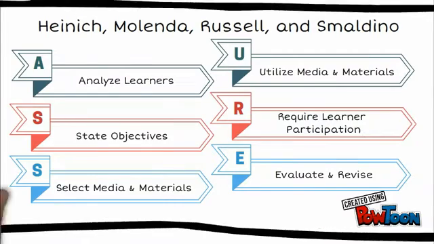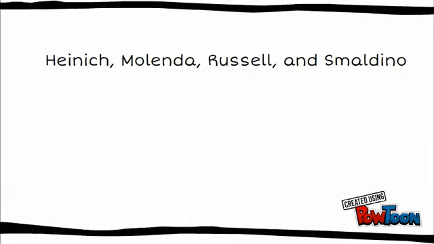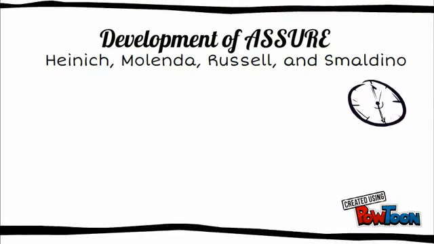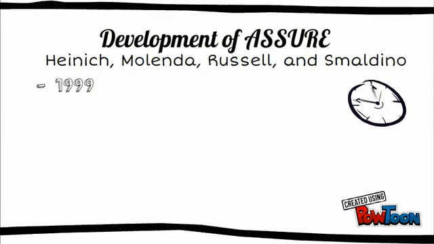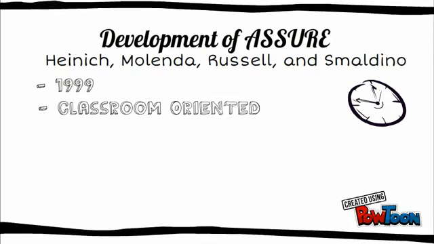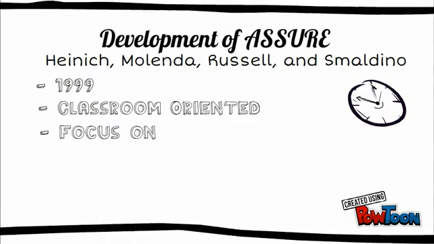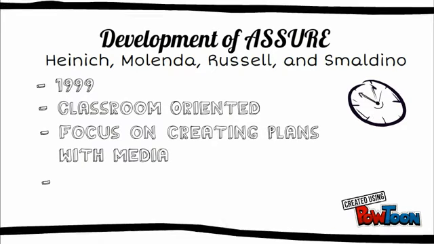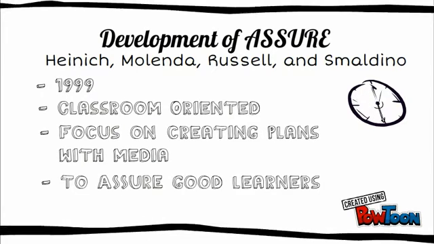Evaluate and revise. Before we look closer at each step, let's take a moment to look at the development of the ASSURE model. Developed in 1999, the ASSURE model is classroom-oriented with a focus on creating plans with media and technology incorporated to enhance instruction. The model was developed as a systematic way to assure good learners.